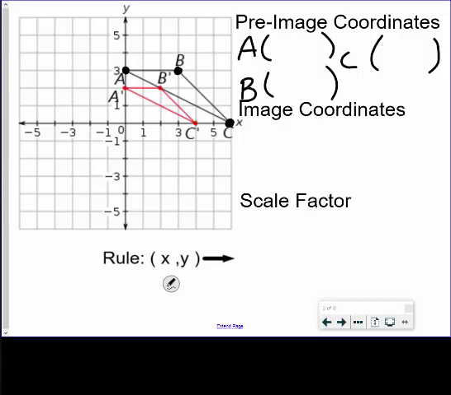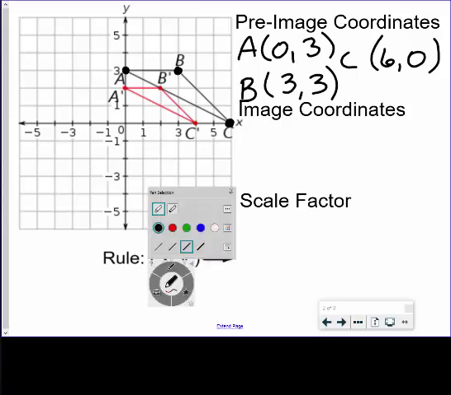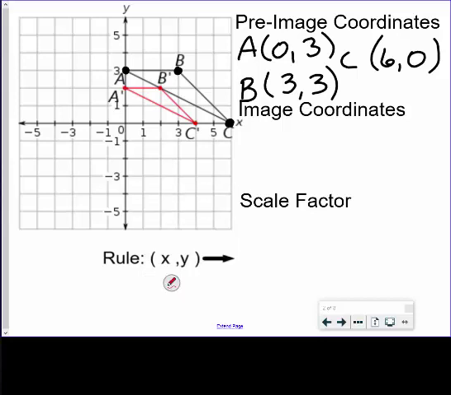What is A's coordinate? 0, 3. Yeah, the zeros are tricky. What is B's coordinate? 3, 3. And C? 6, 0. Do the same thing for A prime, B prime, and C prime.